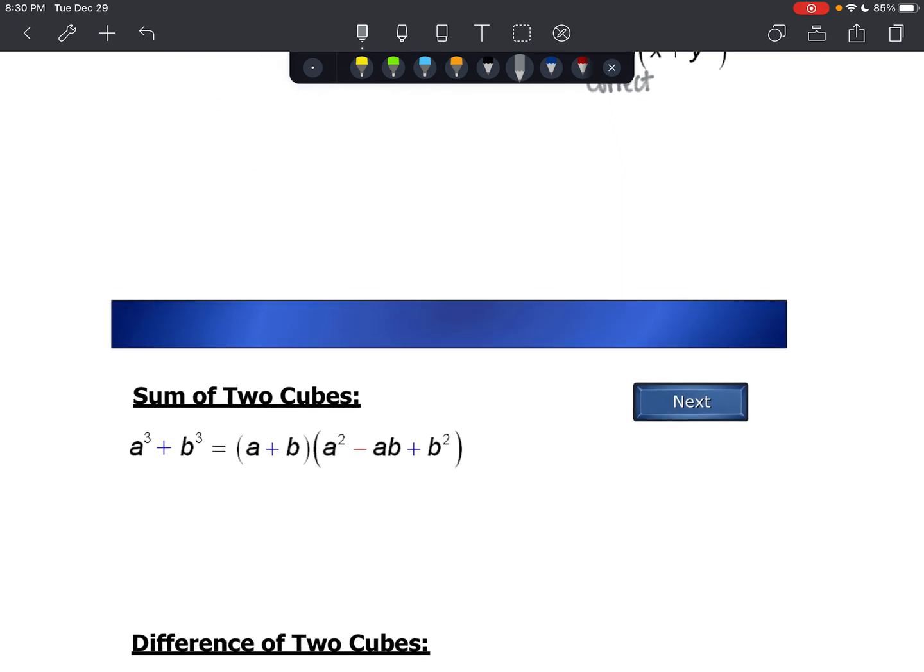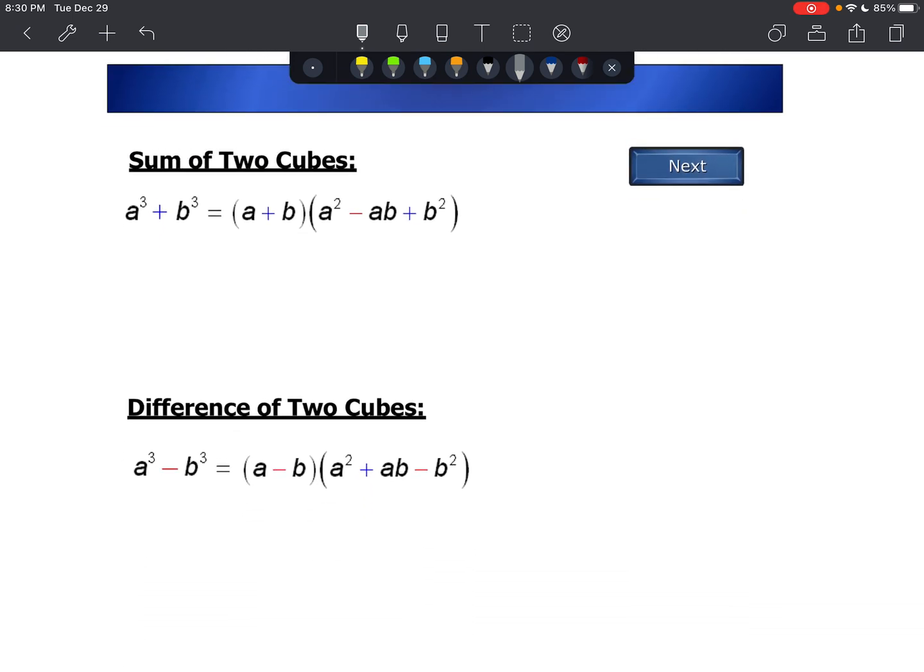Okay, as you can see here, we're going to work with cubes in our next video.